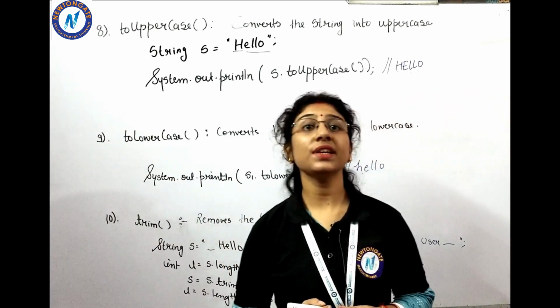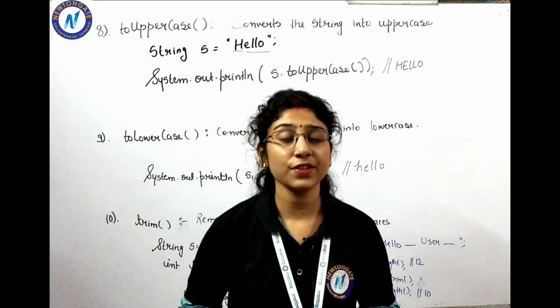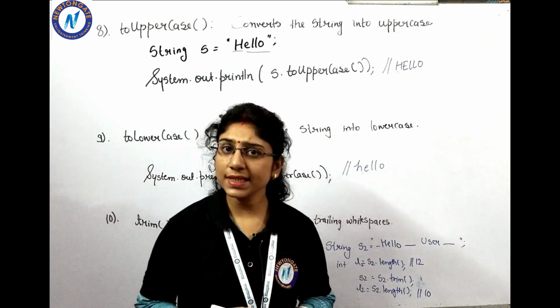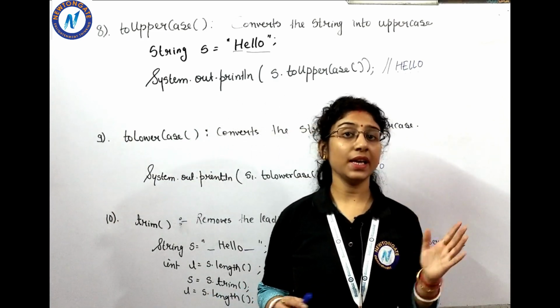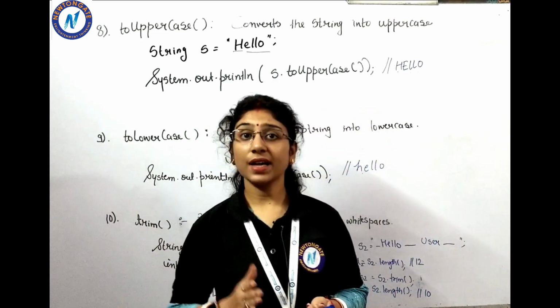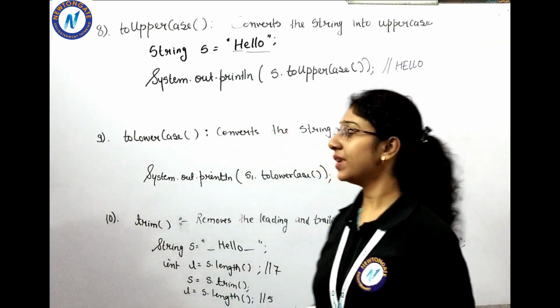Now the trim function, its task is to remove the leading and trailing spaces from the string. Now what is leading and trailing? The extra spaces which are given in the beginning and at the end of the string. Its task is to remove those extra spaces. Okay? So here you can see one example.